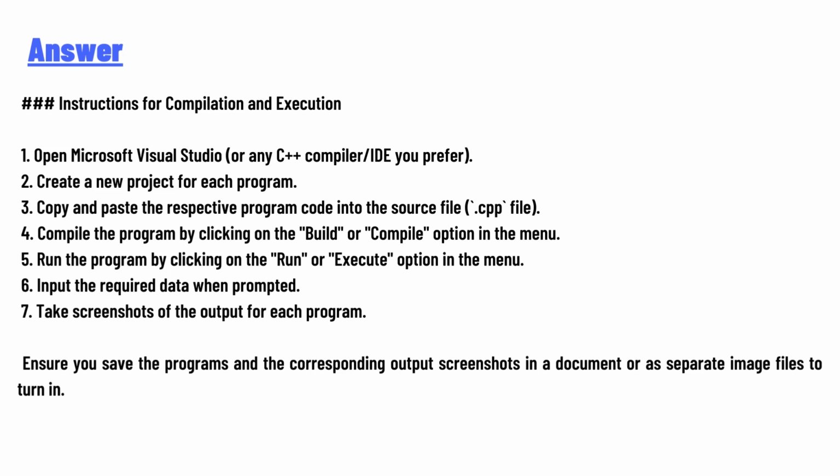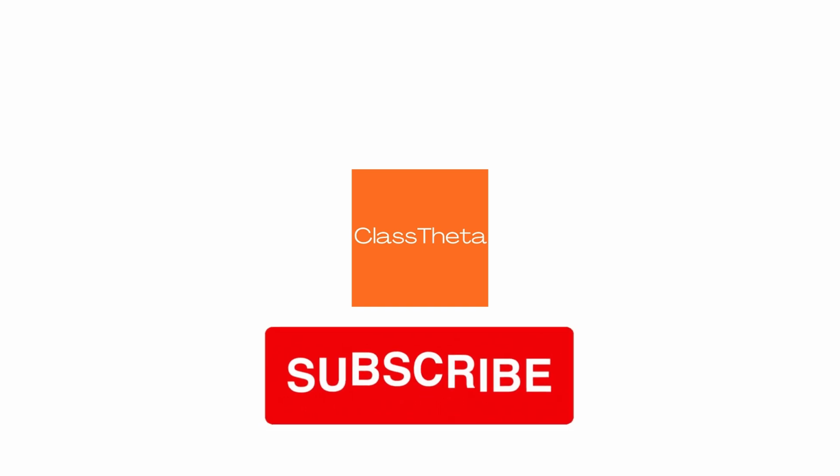5. Run the program by clicking on the run or execute option in the menu. 6. Input the required data when prompted. 7. Take screenshots of the output for each program. Ensure you save the program and the corresponding output screenshots in a folder or as separate image files to turn in.